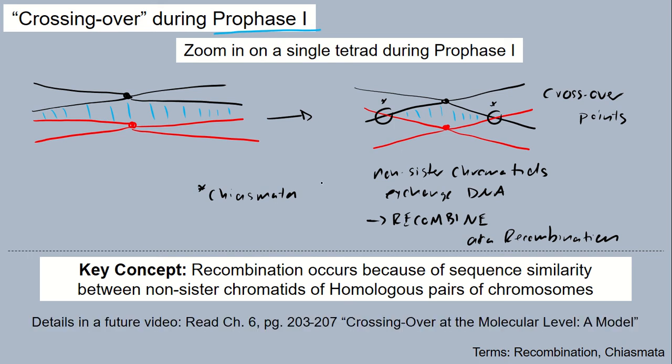And so probably in a future video, we're going to talk about how this is happening at a more molecular level. This is going to be in Chapter 6, pages 203 to 207, the section entitled Crossing Over at the Molecular Level. There's actually some really interesting molecular biology that underlies how these non-sister chromatids are able to exchange DNA.